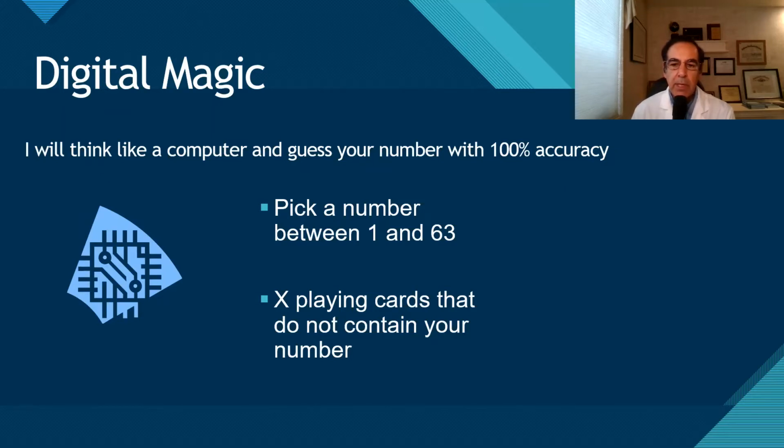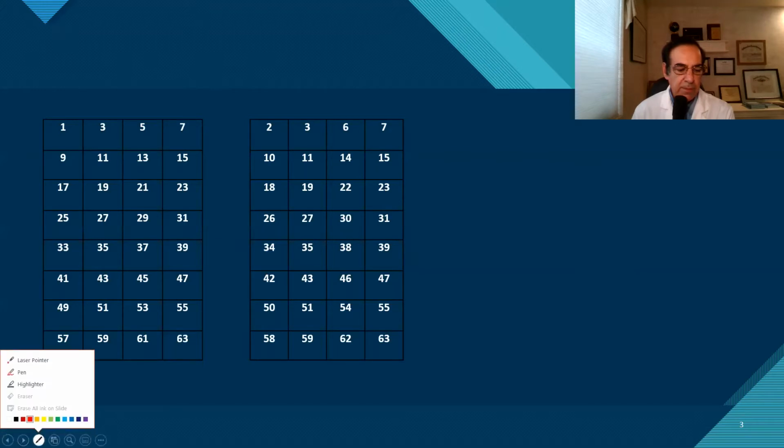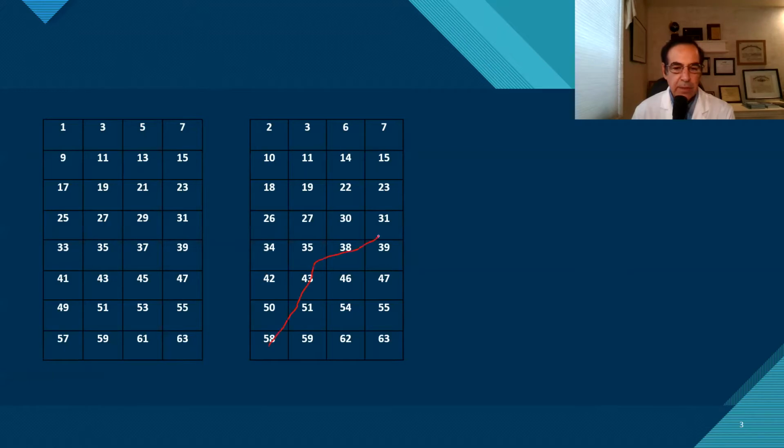We're going to look at the playing cards now and see if we can guess that number together. Here are the first 2 cards. I'm going to look on these cards and see if my number is there. I see that it is on the first card, but it's not on the second card. So what I could do is go ahead and cross this card out with a wavy line.